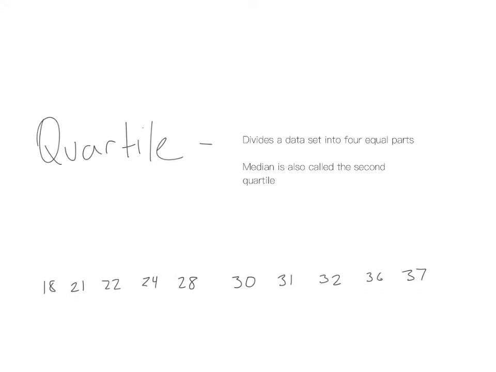All right, so next we're going to talk about quartiles. Now, what's a quartile? Well, it divides a data set into 4 equal parts. And another little thing to know is that the median, which we've been dealing with already, is actually called the second quartile. So we're going to take these one at a time, but I gave us a data set here that we're going to reference for the different quartiles we're about to talk about.